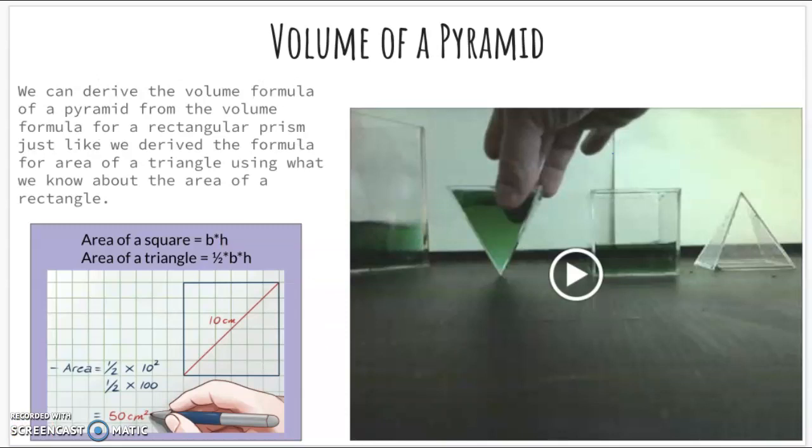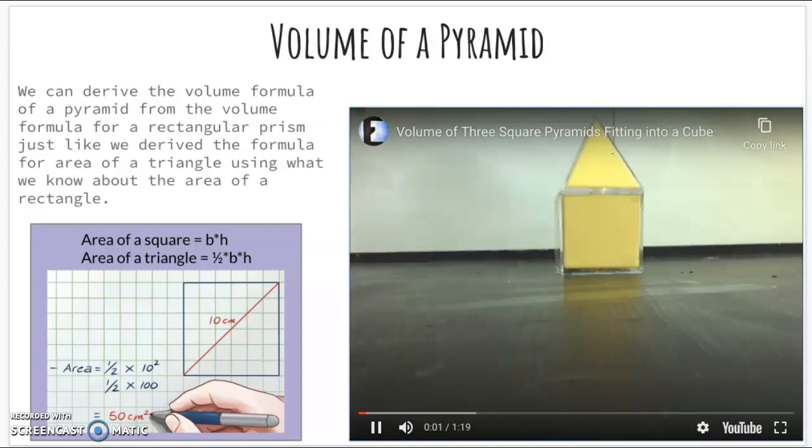We can derive the volume formula of a pyramid from the volume formula for a rectangular prism, just like we derive the formula for the area of a triangle using what we know about the area of a rectangle, right? We take the area of a rectangle, we split it in half, we get the area of the triangle with the same base and height, right? So let's check out this video and see how we can derive our formula for the volume of a pyramid based off of volume for a rectangular prism.